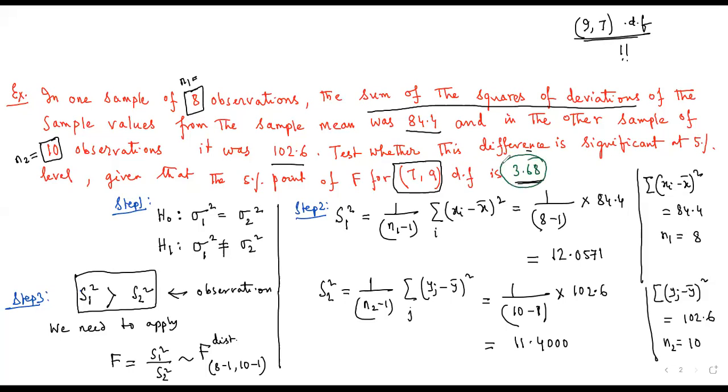Anyways, so we have got our actual tabulated value. Now, since we need to consider this formula, this is our formula. So next, step number 4 is the calculation. We are going to substitute the value of S1 square first on the top, which is 12.0571, and we are going to put S2 square in the bottom, which is 11.4000.